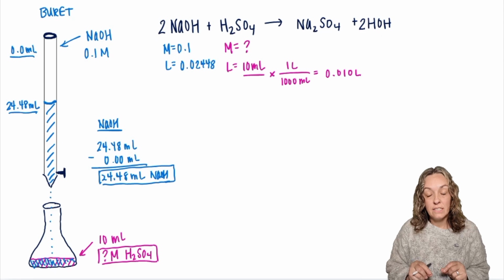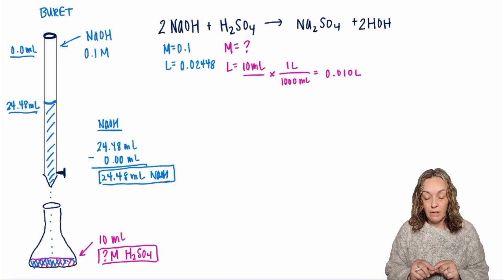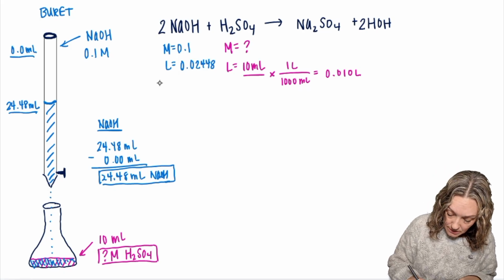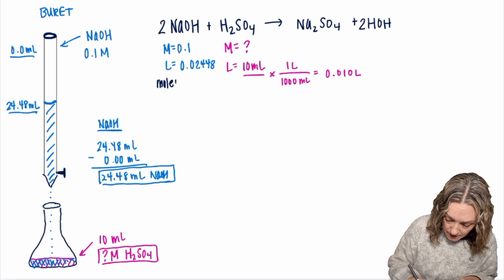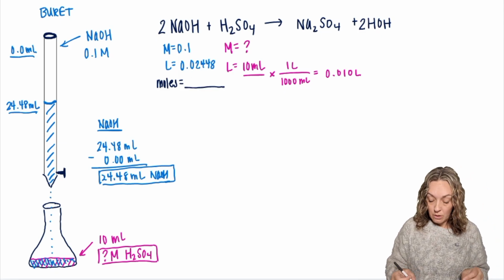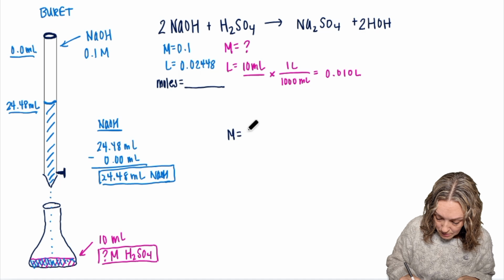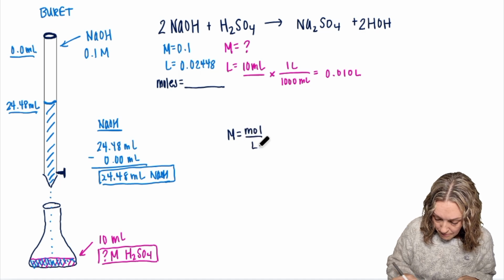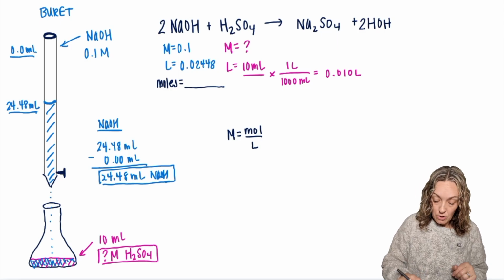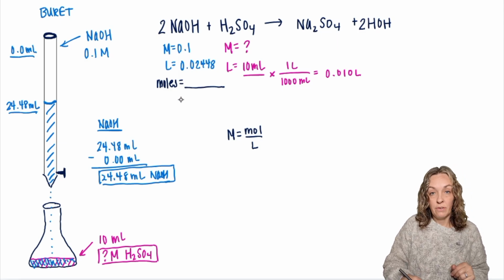Now I want to take a look at the information I have. I have everything I need to solve the problem, but before I solve, I want to come up with a plan. If I know the molarity and I know the liters, I can find the moles of NaOH. Remember that our equation, molarity equals moles over liters, helps us determine the concentration of any solution. So if I know the molarity and I know the liters, I can find the moles.